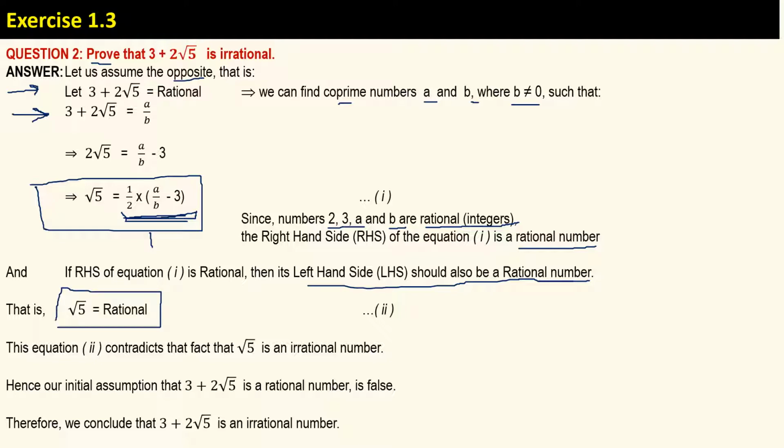But we know that square root of 5 is actually not rational. So we use our general knowledge that square root of 5 is irrational, but here we are getting square root of 5 as rational. It means that our initial assumption that 3 plus 2 times square root of 5 is a rational number is false. Hence, we can conclude that 3 plus 2 times square root of 5 is an irrational number.